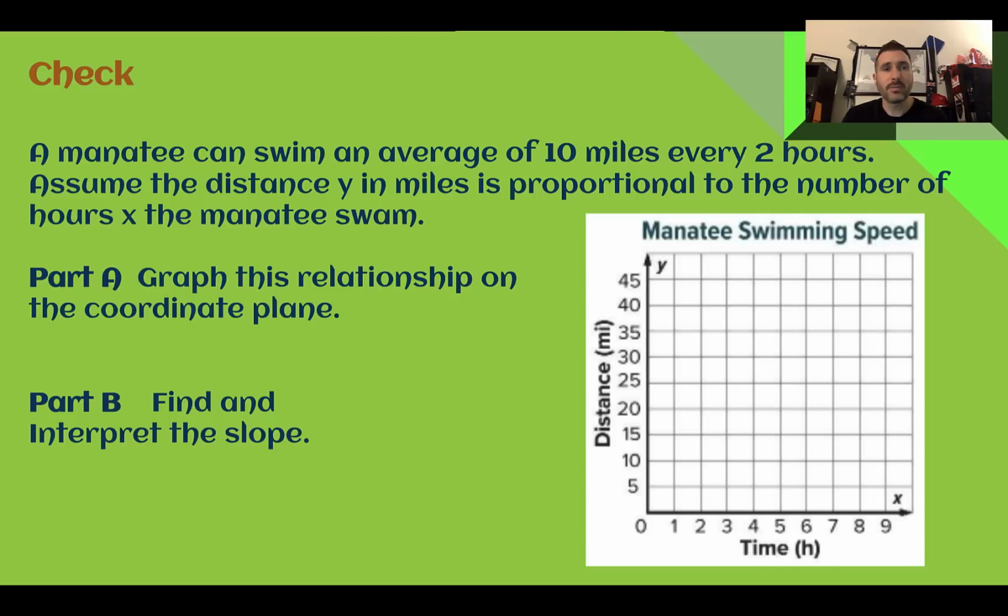Check your answer. First, you should have graphed it and it should have looked like this. A manatee can swim 10 miles every 2 hours. So here's 10 and 2. If it's not swimming at all, it would be at 0, 0. So there's our 2 points we need to connect. We could also figure out 10 miles in 2 hours means it would be 5 miles in 1 hour. Our graph would look like this.